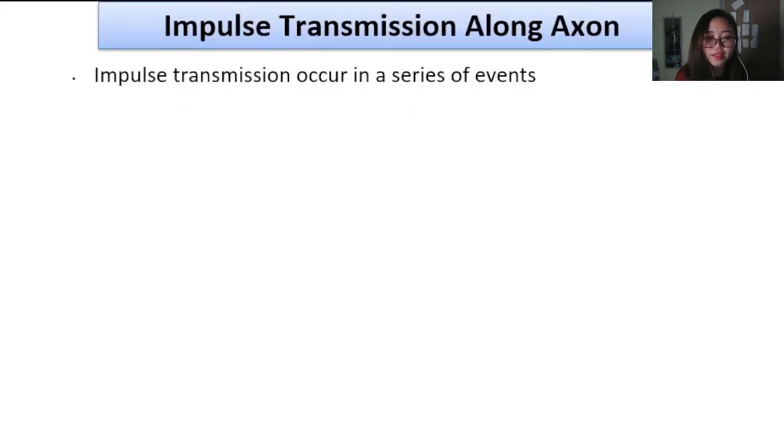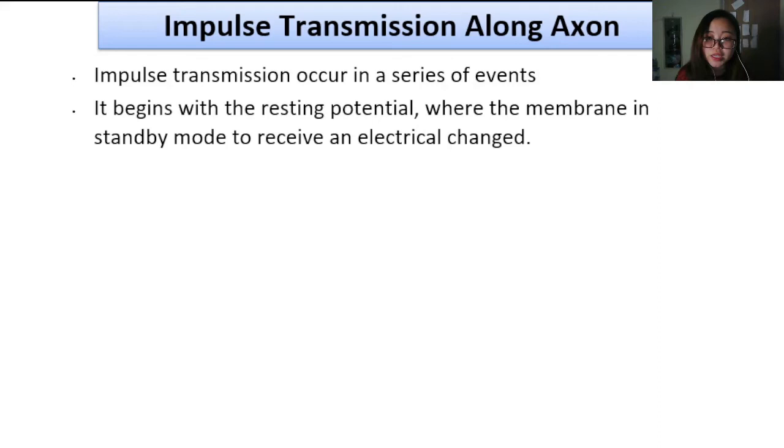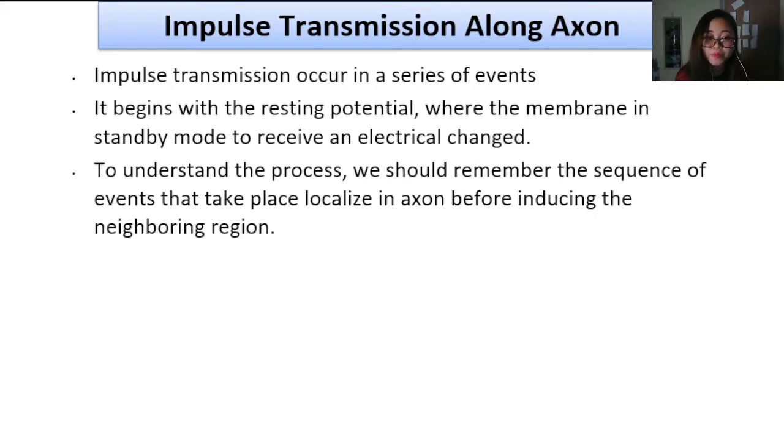So let's look at that. This impulse transmission along the axon will occur in a series of events. It begins with a resting potential, where the membrane is in standby mode to receive an electrical change. And to understand the process, we should remember the sequence of events that take place localized in axon before inducing the neighboring region. Apa maksud 3 ayat ini setakat ini?